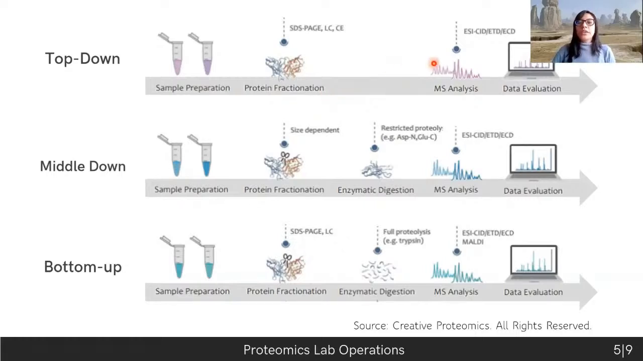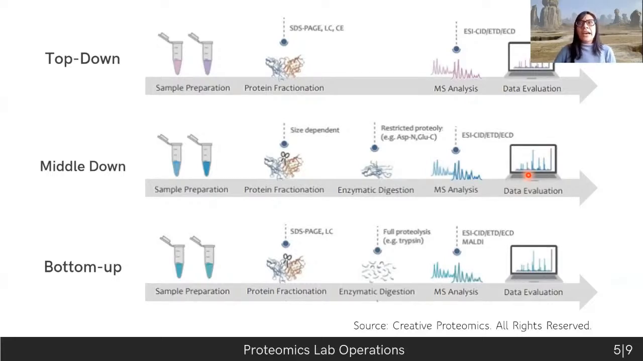you introduce the complete protein for mass spectrometry analysis, and this is good, for example, if you want to study PTMs, or if you want to study protein isoforms. In the middle-down approach, big fragments of these proteins are introduced because they're passed through a partial enzymatic digestion, and it's also good for some PTMs and some isoforms too.